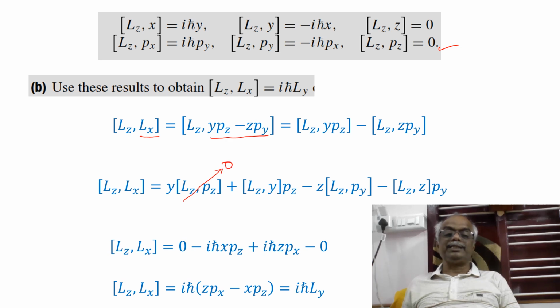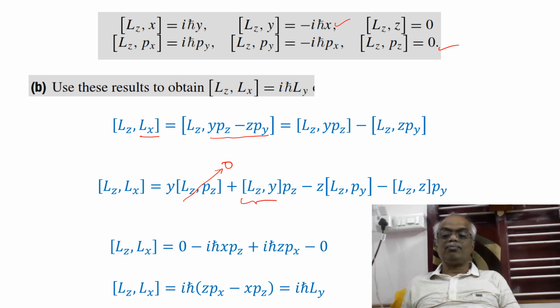Simply, you can take the angular momentum, nothing to do with linear momentum along the z axis. Both are the same axis, so this will be 0. Then what is [Lz, y]? You can see this one. [Lz, y] is iℏ cross x minus iℏ cross s.